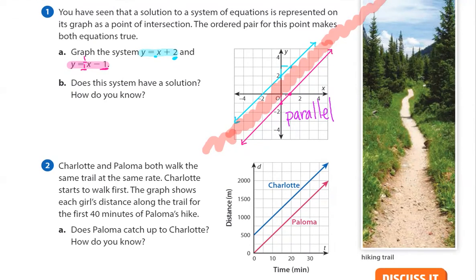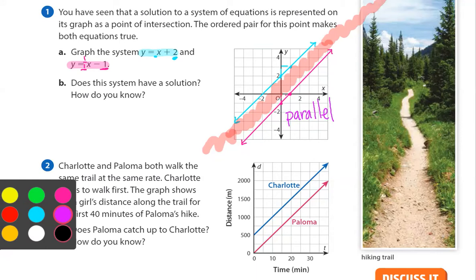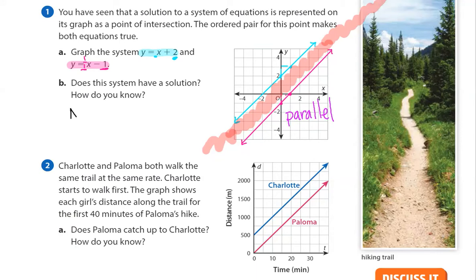So does the system have a solution? Well, they don't intersect anywhere, and we learned in session 1 that the solution for both equations is where the lines intersect. If these never intersect, then no, there is no solution. They will never intersect. Ever.